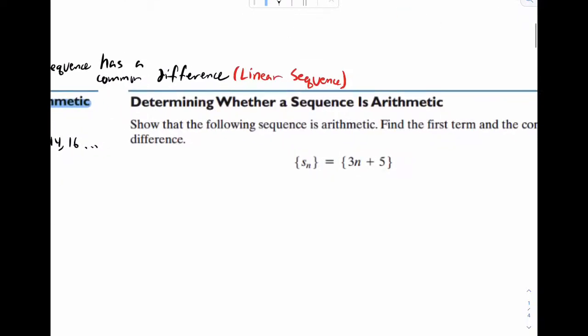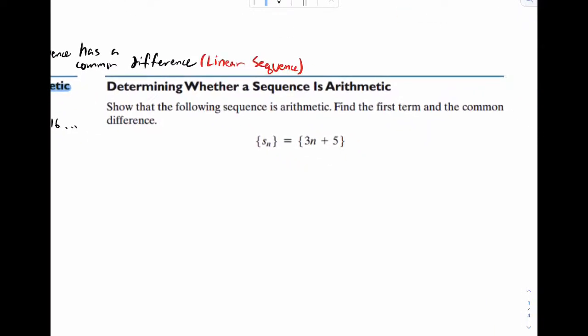Next one. Show that the following sequence is arithmetic. Find the first term and the common difference. So let's find the first term. Plug in 1, you get 8. Just to make sure we understand, let's find the next 3. So if I plug in 2, I get 11. If I plug in 3, I get 14. If I plug in 4, I get 17.